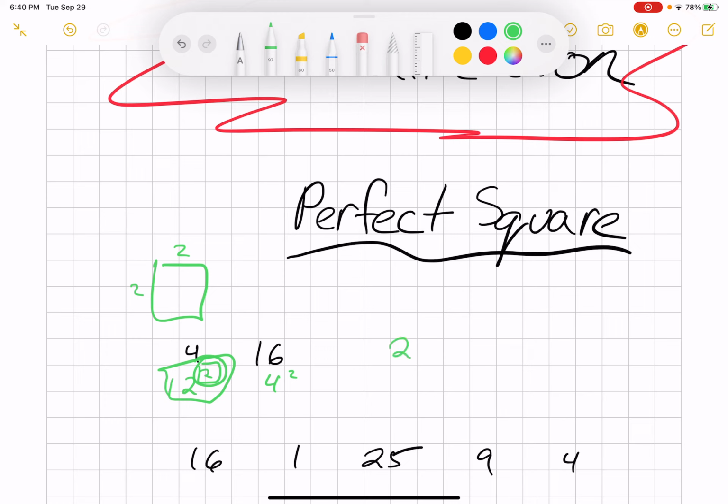And now if I was going to compare 2 squared to 4 squared, do I have to multiply these out? No, because 4 is a bigger number. And if I had this square here and 4 times 4 is 16, this little square is going to fit in 1, 2, 3, 4, 1, 2, 3, 4. It is going to fit inside that square. So we already know that that's smaller. So if we were going to compare these, I would say 2 squared is less than 4 squared. Okay?